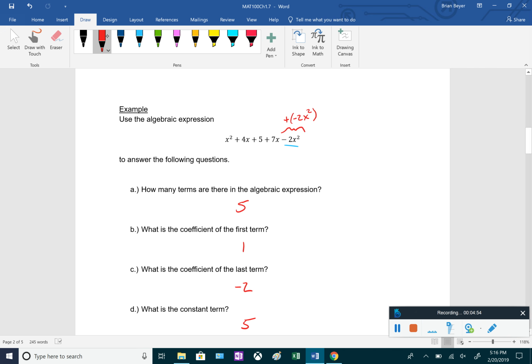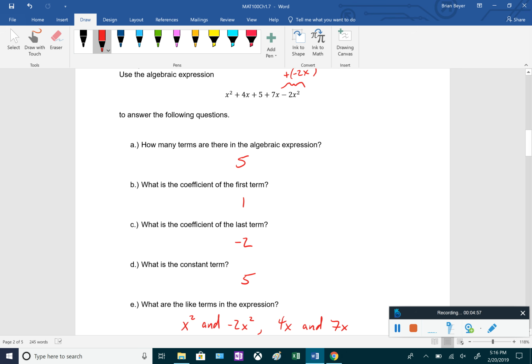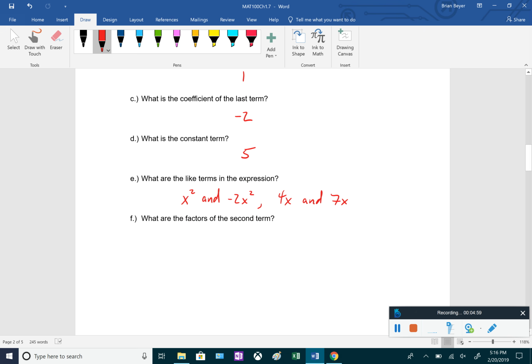Last question, what are the factors of the second term? So the second term is 4x. The factors are what's being multiplied, so that means the factors of 4x are just 4 and x.